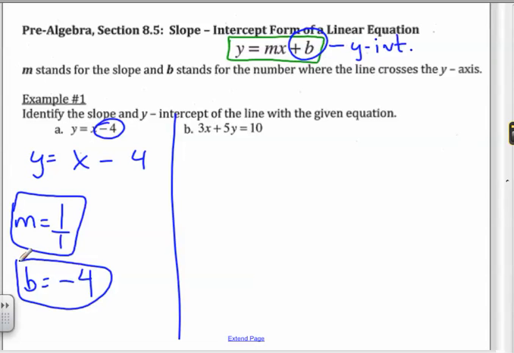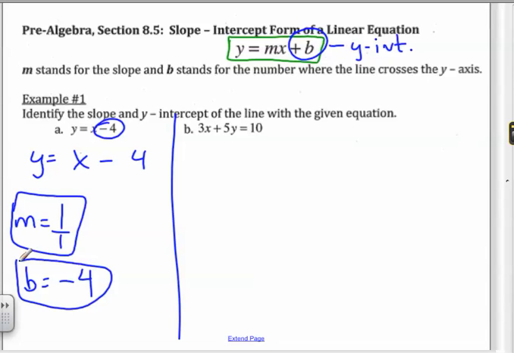Now let me ask you something. Looking at the next one, am I ready to tell you what the slope and the y-intercept is? Is it ready, Fritz? Nope. It's not ready. Why is it not ready? Raise your hand if you can tell me why it's not ready. Hobbs. It's not in function form. All right, well, let's put it in function form. Can anyone tell me what I do first to change this second equation into function form?